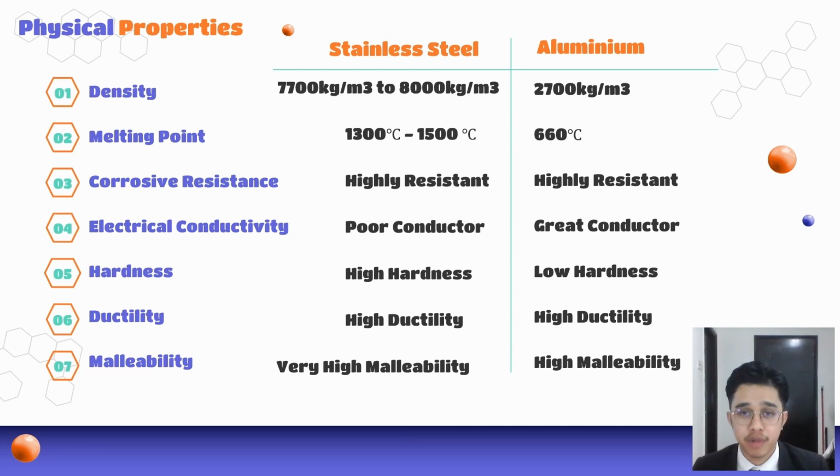For the melting point or melting temperature for stainless steel is at 1,300 degrees Celsius to 1,500 degrees Celsius. The melting point of a stainless steel also varies depending on the alloying component, which can reduce or increase the melting temperature.